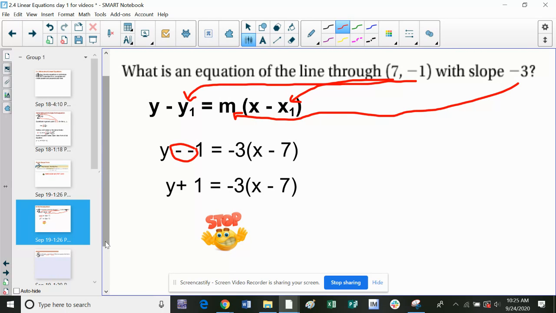So I put my little emoji there, stop, because everybody wants to distribute the -3 and clean things up and make it look prettier. But believe it or not, this is a perfectly acceptable form for an equation. So stop there, you're done. No more work.